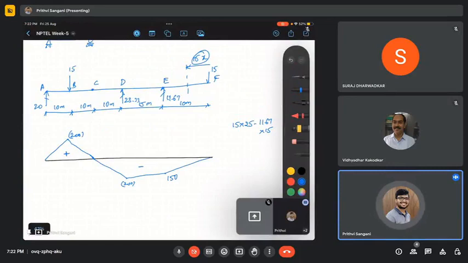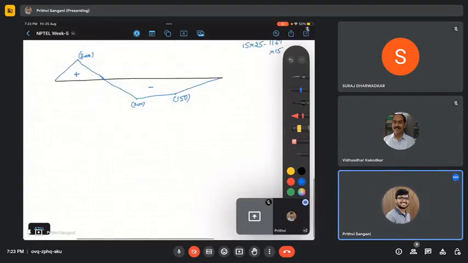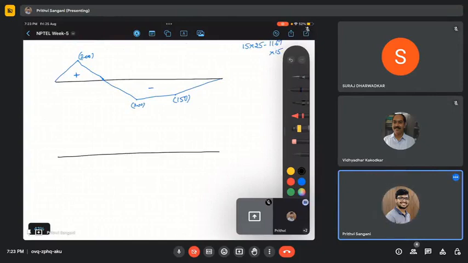So this is positive and this is negative. All right, so this will be our bending moment diagram. But for the conjugate beam, the loading of the conjugate beam will be the M by EI diagram of the real beam, right? So let us draw those. Let us draw the conjugate beam again. So this is the conjugate beam and M by EI diagram.